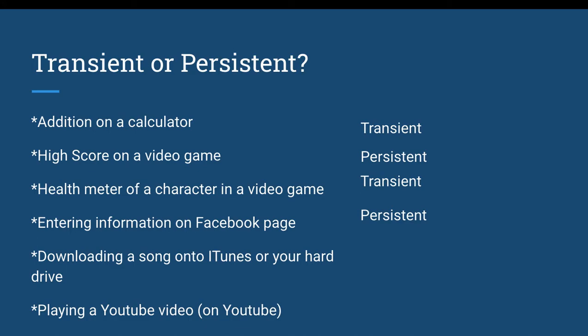If you're downloading a song onto iTunes or your hard drive, which people don't do as much anymore with Spotify, but imagine that you did back in the olden days, and you had access to that song and could play it over and over again, it doesn't go anywhere. You can consider that to be persistent. If you're playing a video on YouTube, even if you can refresh it and play again, you've streamed that data, and in that form it's meant to be used once.